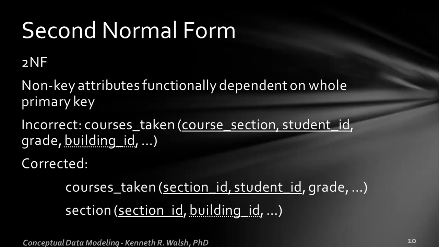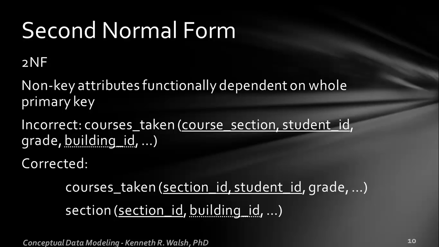So let's take a look at the incorrect example, courses taken. Course section, student ID, compound primary key. The grade the student got in the class is functionally dependent on that whole key, both course section and student ID. If you tell me the student ID, I can't tell you the grade because they might have taken more than one course and they might have gotten different grades. But if I tell you the course section and the student ID, well, there's only one grade for that full primary key.